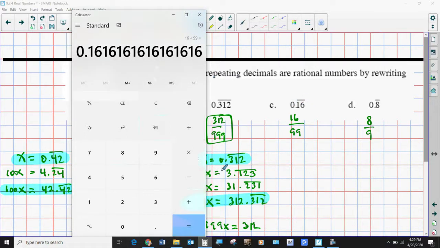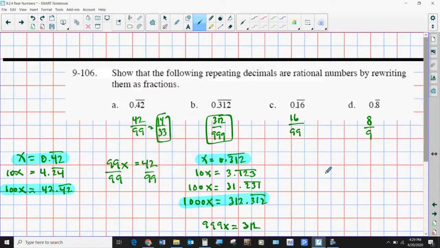0.161616. Yes. And 8 divided by 9 is 0.8. Once again, they rounded that one off. It's 0.8 repeated. That's what we've got there. So you can double check it after you've declared your fraction answer. You can double check it with your calculator to prove that this fraction converts to that repeating decimal when you do the division. Okay, so that's how it works.